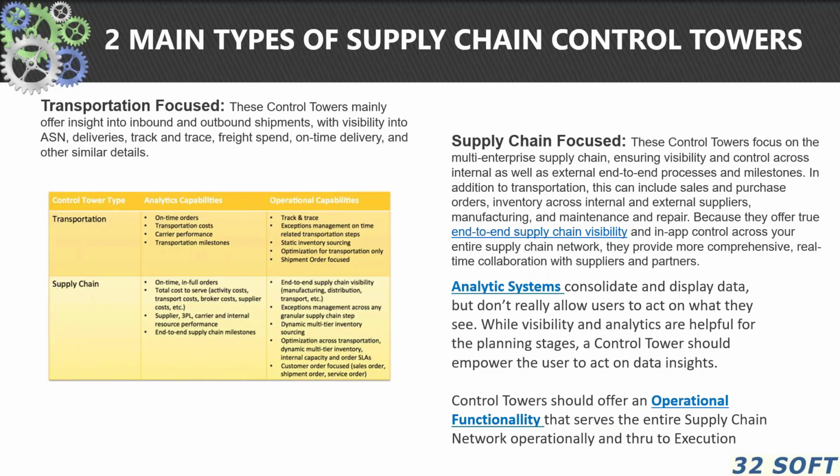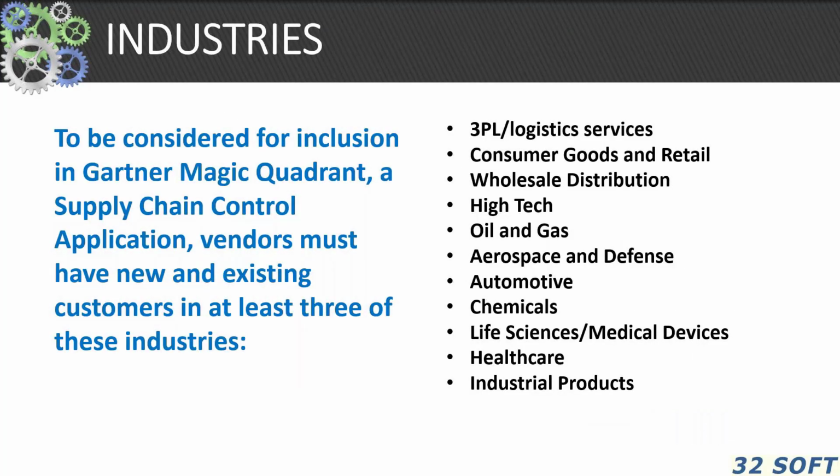In addition to transportation, these supply chain control towers can include planning, sales, purchase orders, inventory across internal and external suppliers, manufacturing, maintenance, and repair, because they offer true end-to-end visibility and in-app control of applications across that supply chain.